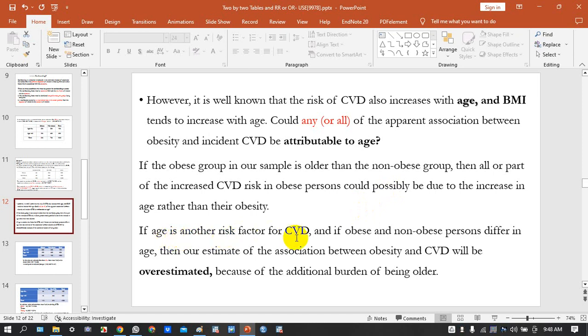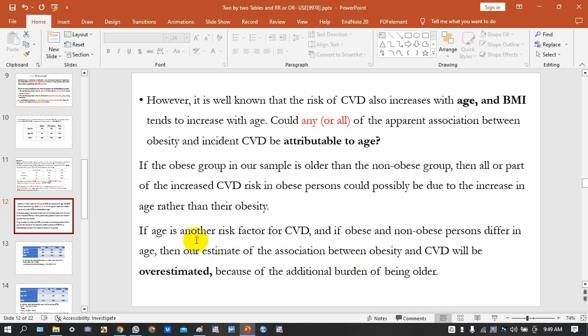And if age is another risk factor for cardiovascular disease, and if obesity and not being obese persons differ in age, then our estimate of association between obesity and cardiovascular disease will be overestimated. What we are saying in the last paragraph is that if age itself is a risk factor, and if obesity and non-obese persons differ in age, then because age is a risk factor, it's a causative agent for cardiovascular disease, then age itself, and we are using it as a confounder, then it will overestimate the effect we are going to get, or the odds ratio, because of the additional burden of being older. So the age will cause an overestimation of effect, or the odds ratio will be higher due to age, because age is not acting as a confounder, but it's now acting as a risk factor.